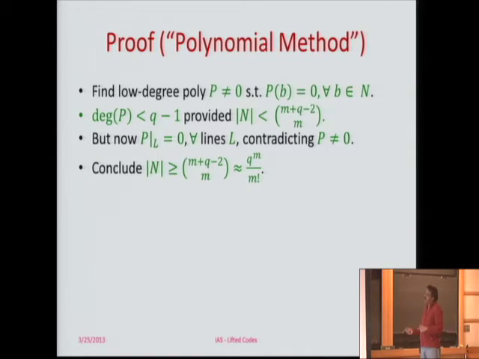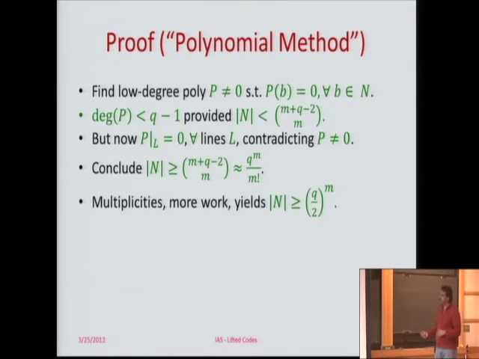Anyway, so there is a contradiction here. What was the assumption? The assumption was that n was small, so n is large, and this gives you a nice lower bound, and if you do a lot more work you get n is at least (q over 2) to the m.